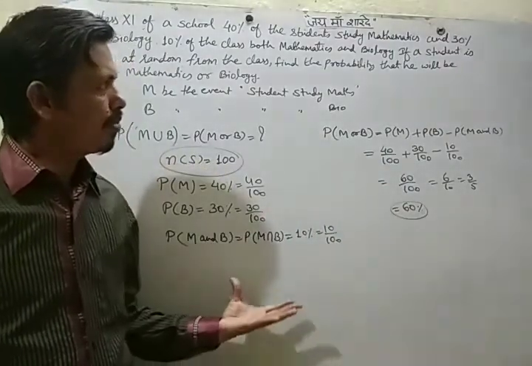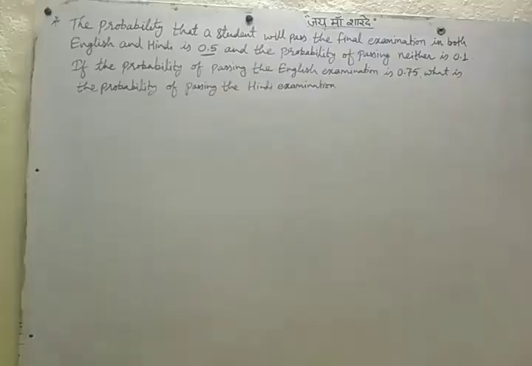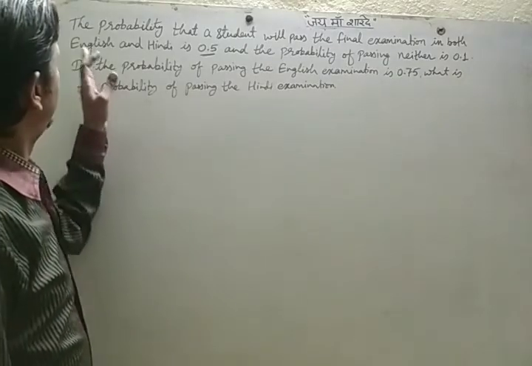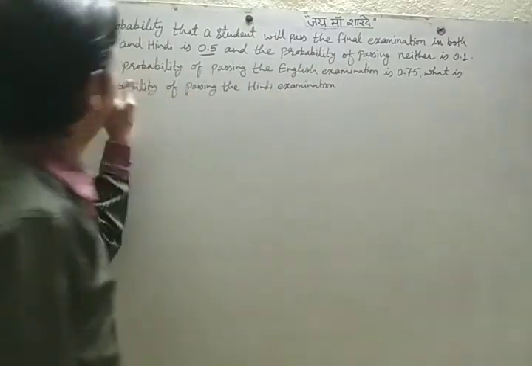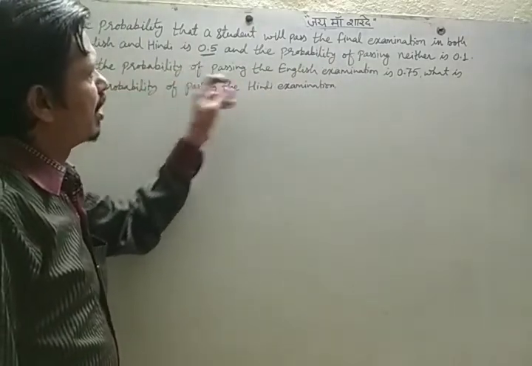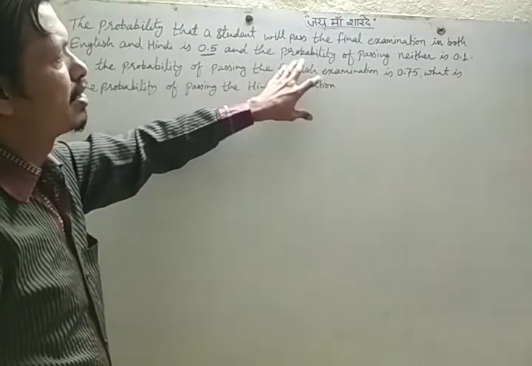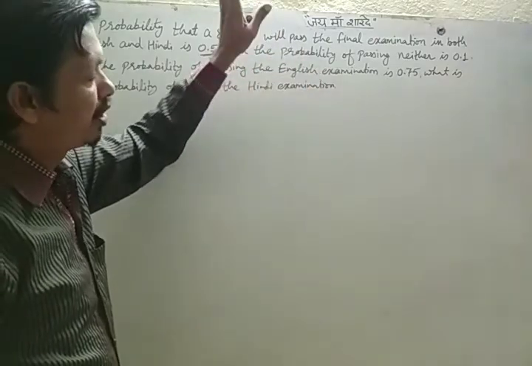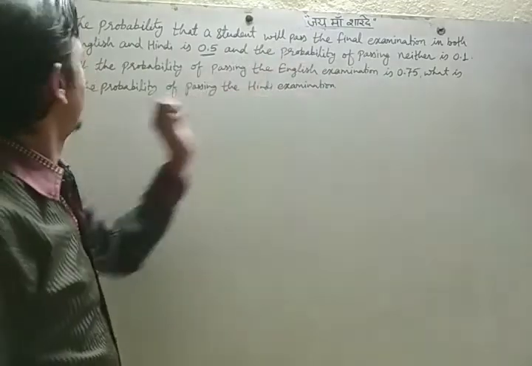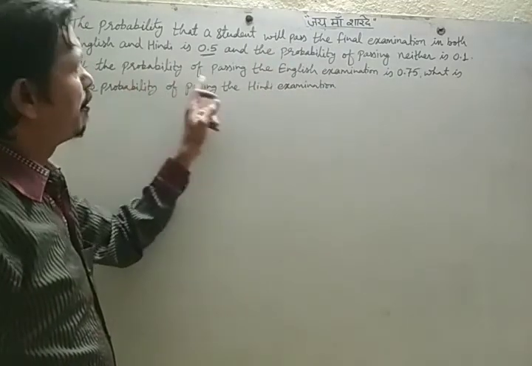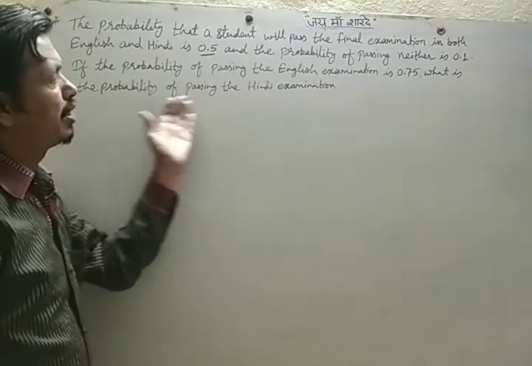Okay, so you can note this down and then see some more questions. Okay, now the question is, the probability that a student will pass the final examination in both English and Hindi is 0.5, and the probability of passing neither is 0.1, means the student does not pass in Hindi and English both, is 0.1. If the probability of passing the English examination is 0.75, what is the probability that the student will pass in the Hindi examination?